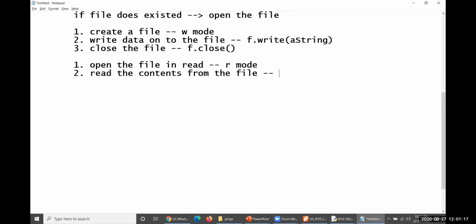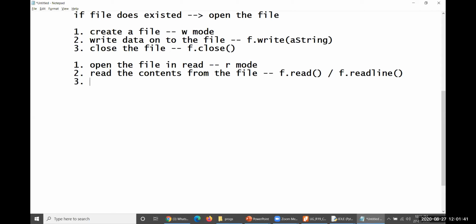It could be done by two different types of file methods. One is f.read. Otherwise, if you are not interested in reading word by word and are trying to read the entire line at once, then f.readline. You could perform either of these two methods to read the data from the file.